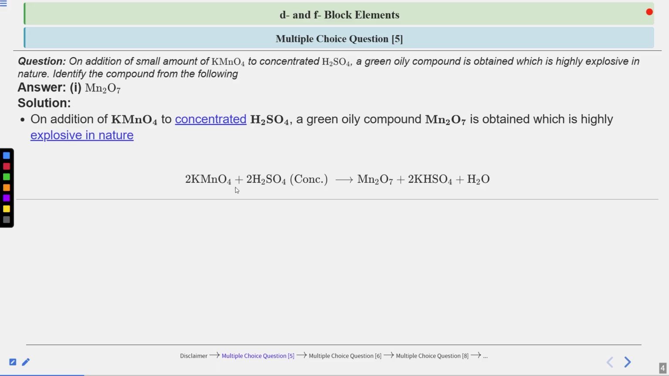and the reaction is: when KMnO4 reacts with concentrated sulfuric acid, it will give us Mn2O7, the green colored oily compound, highly explosive, plus side products like KHSO4 and water molecules. Okay, so our correct answer is going to be Mn2O7. Let's move to our next question.